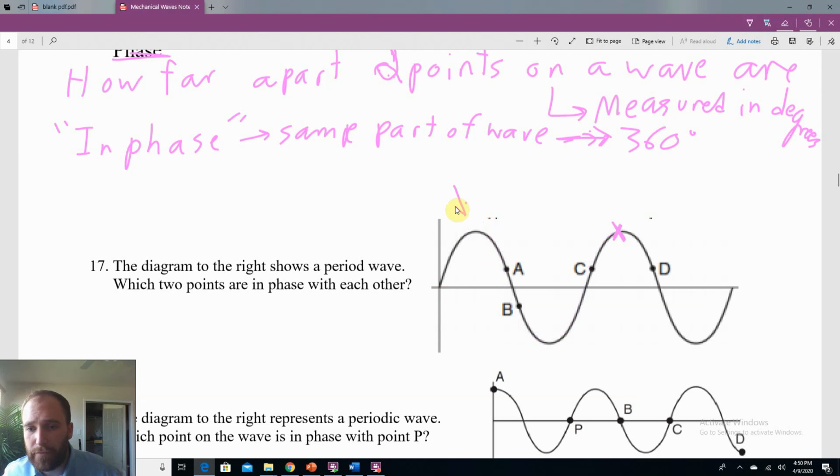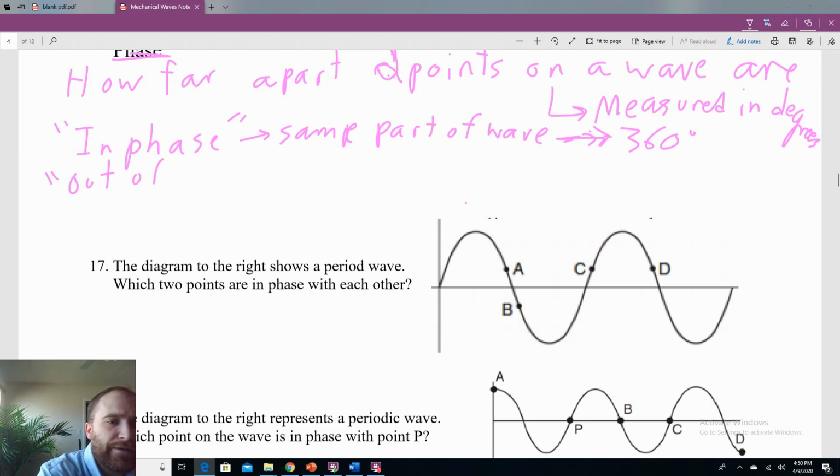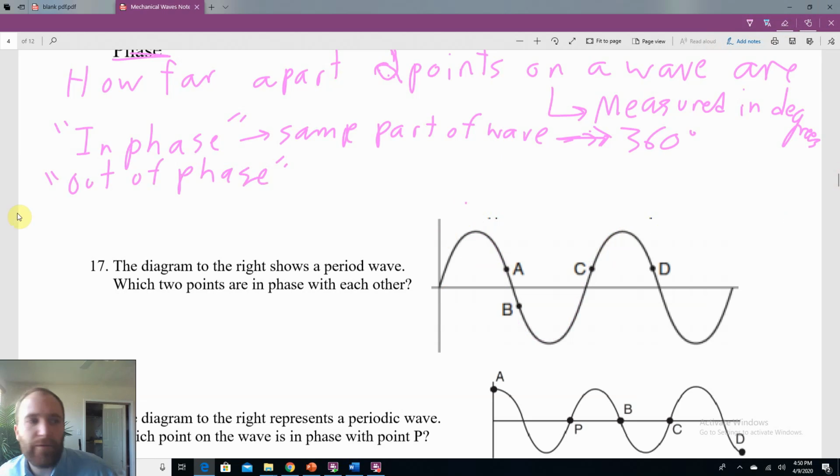Delete that. But obviously not all parts of the wave are in phase with each other. You could have, let's say, out of phase. Actually, I'm going to be more specific. I'm sorry if you wrote that down. Let's do this by degree. So let's say you're 180 degrees out of phase. If you're 180 degrees out of phase, you are on the opposite part of the wave.